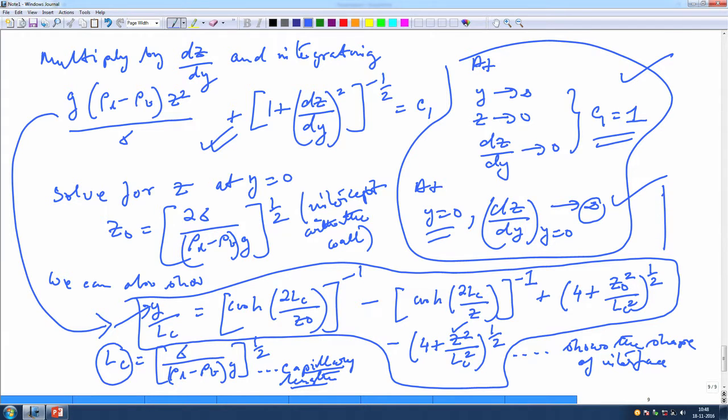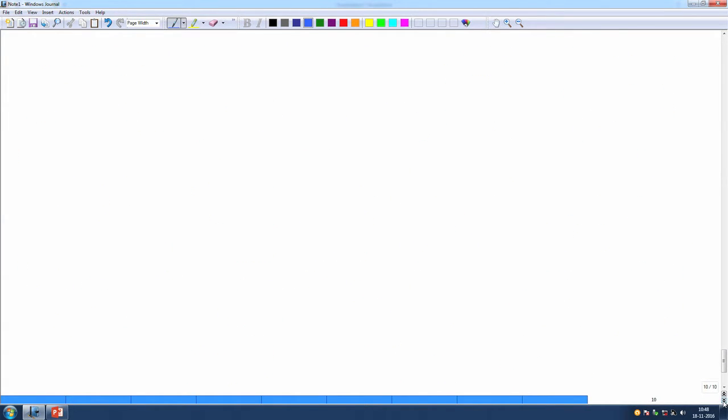Here you can see the meniscus is like this. So the meniscus was something like that. So here we are talking about that. Naturally, that curvature we have taken into consideration. So this shows that this is the total expression. Now we can do some simplifications, for example for small tubes.